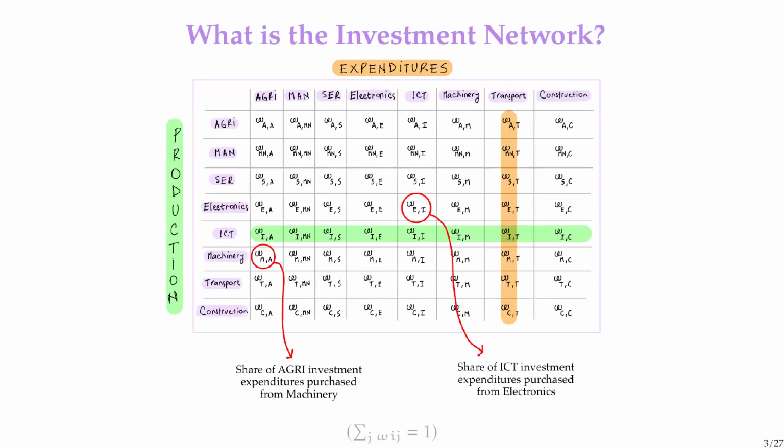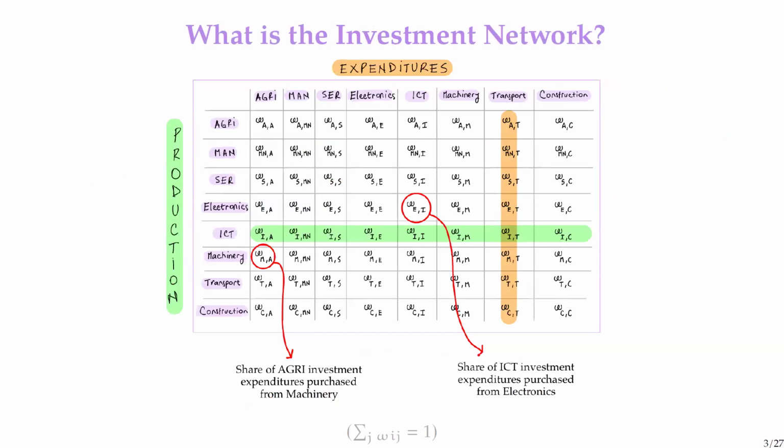Before moving forward, let me just depict an illustration of what the investment network is. Here there is the matrix. The rows of this matrix represent how investment is produced by each sector in the economy. And the columns represent how investment is used by each sector in the economy. So in that sense, the investment network represents how investment flows from one sector to the other.